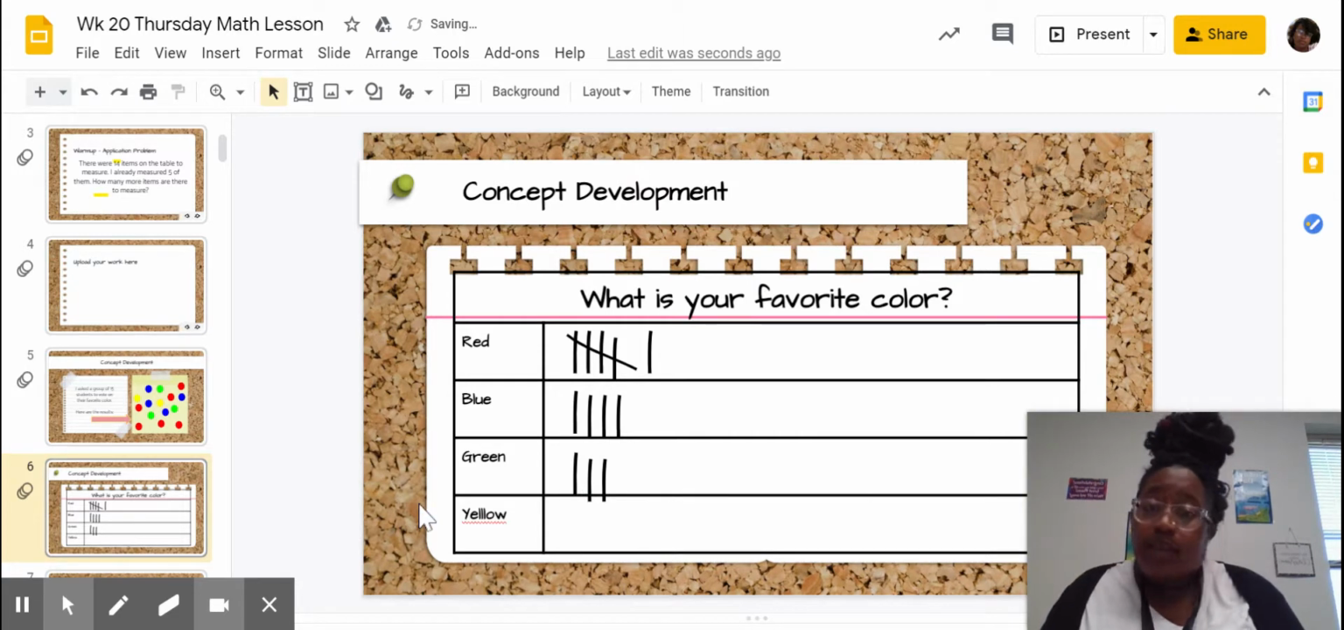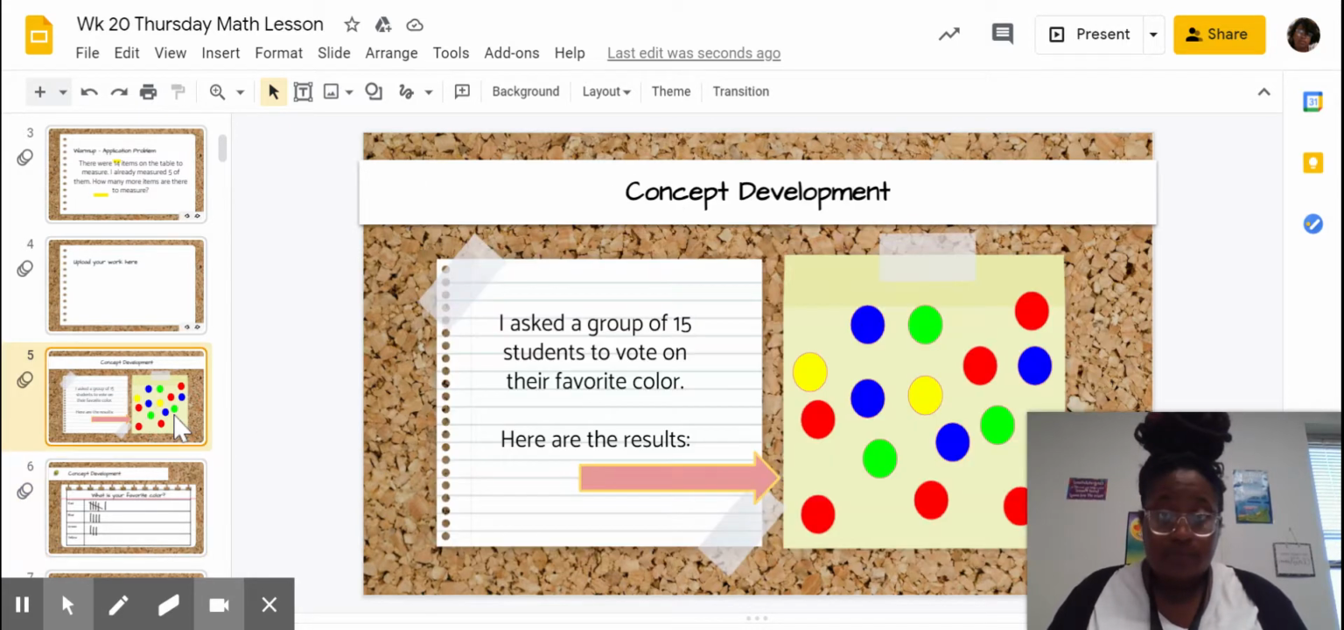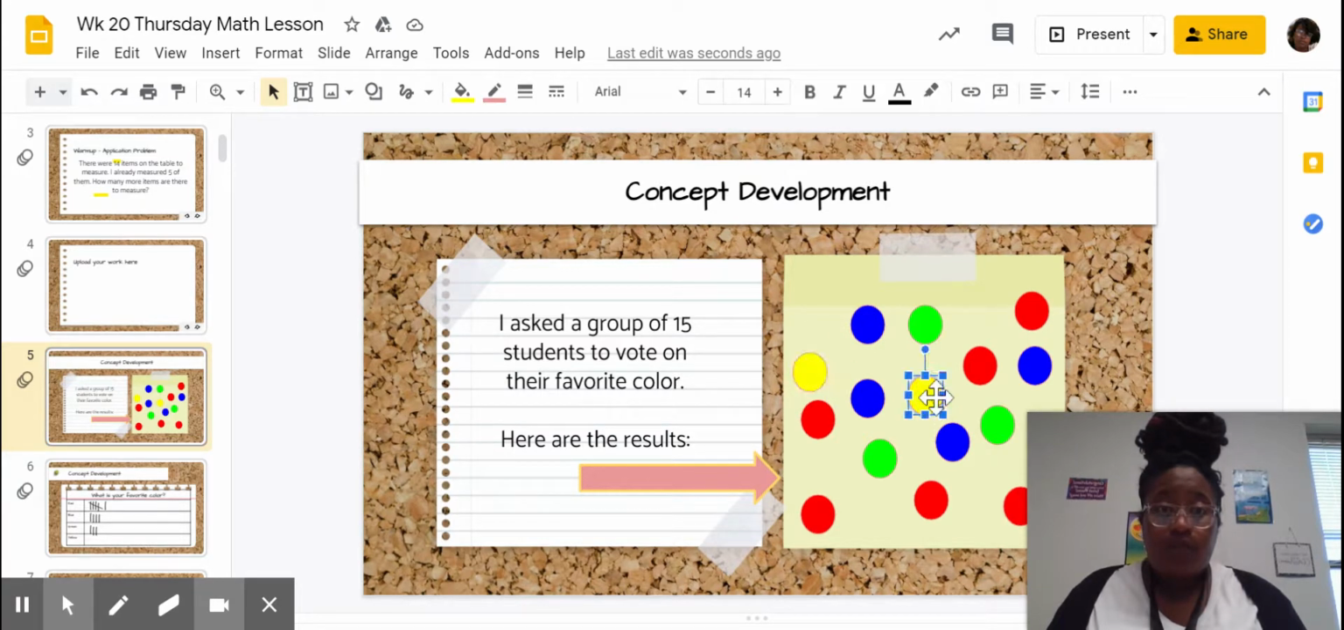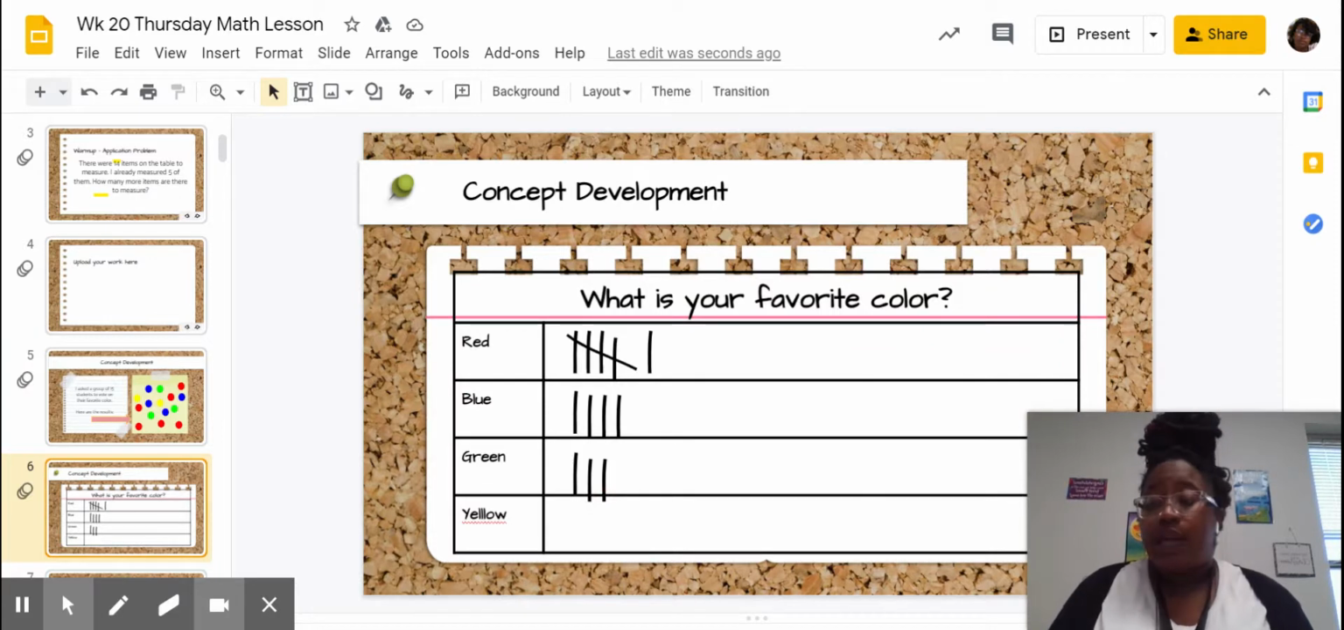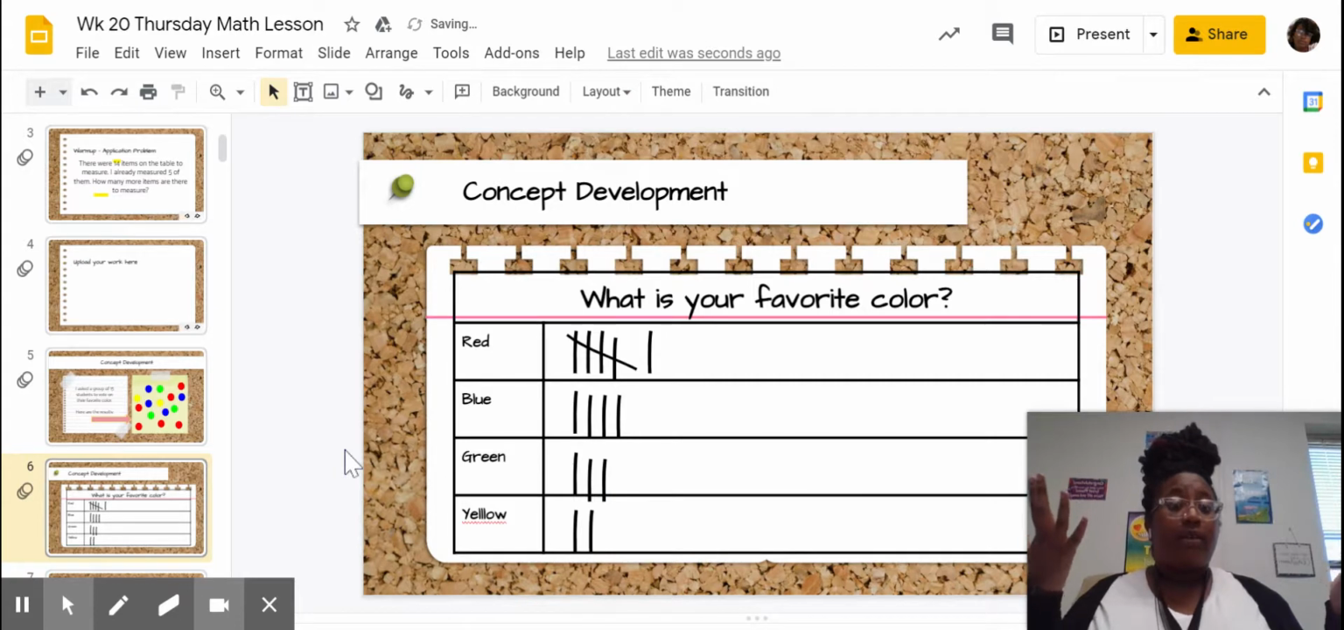Now, last but not least, we're going to check for how many students chose the color yellow for their favorite color. Back to our sticky note. 1, 2. So now I need 2 tally marks next to the color yellow. Now our chart is complete.